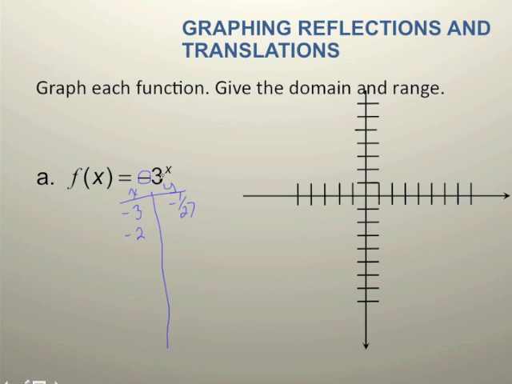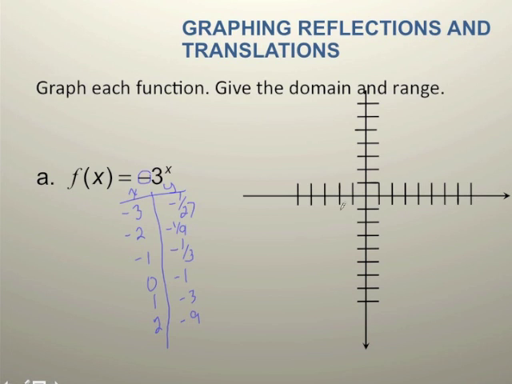-2: 3 to the -2 would be 1/9, and we want the negative of that, -1/9. -1: 3 to the -1 would be 1/3, and the negative of that, -1/3. 0: 3 to the 0 would be 1, negative of that, -1. 1: 3 to the first is 3, negative of that, -3. And 2: 3 squared is 9, negative of that, -9.